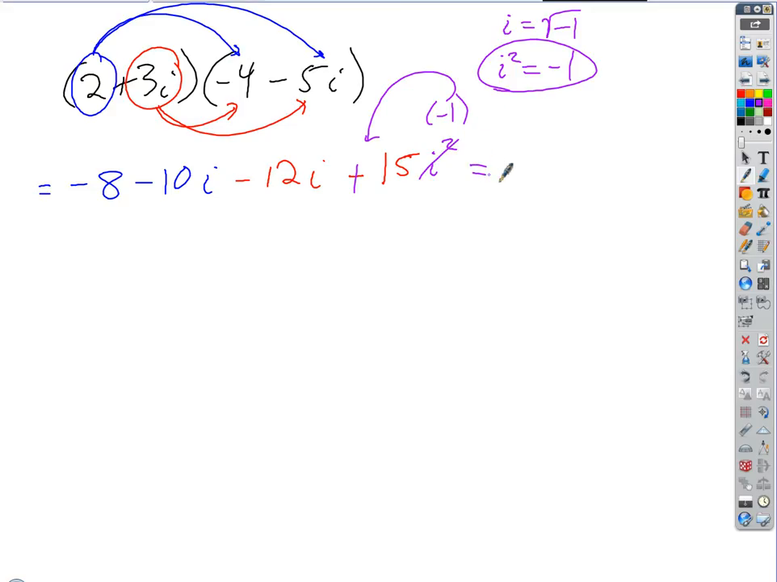So what's my answer if I combine like terms? Negative 8 plus 15 is 7. So that's the real part. Let's cancel those out as we go. Those two combine to give me 7. And then what about the imaginary part? Negative 10i minus 12i. Make sense? So all 4 of those just combine to those two terms when I combine like terms. The only difference is that i squared becomes negative 1.